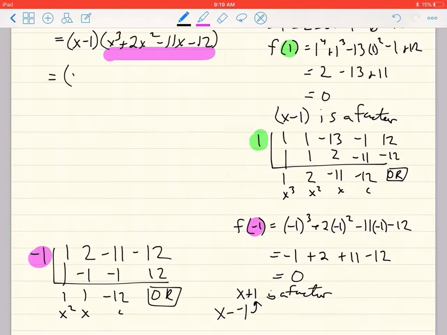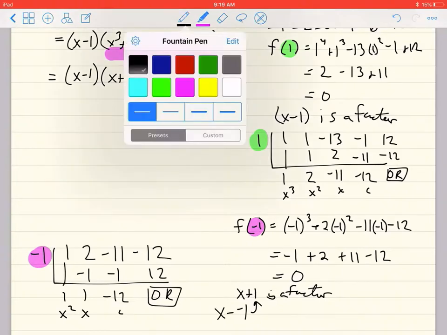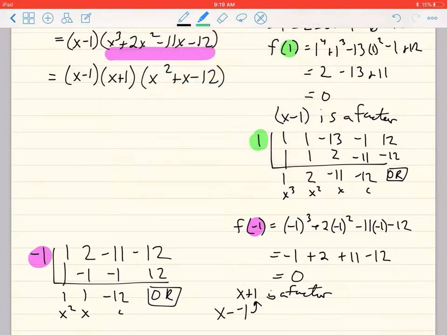So now when we factor this, we get x minus 1, which is the original bracket. We get x plus 1, and then we're left over with x squared plus x minus 12. And then here now, because this is just a quadratic, we can just factor this using simple product and sum. And this should factor here to give us x minus 3, x plus 4.